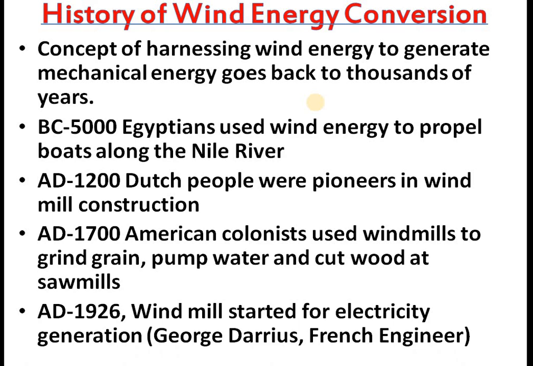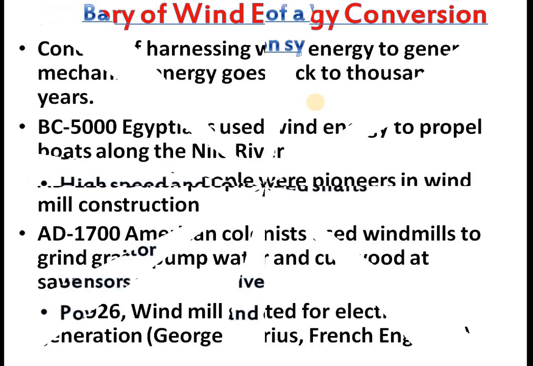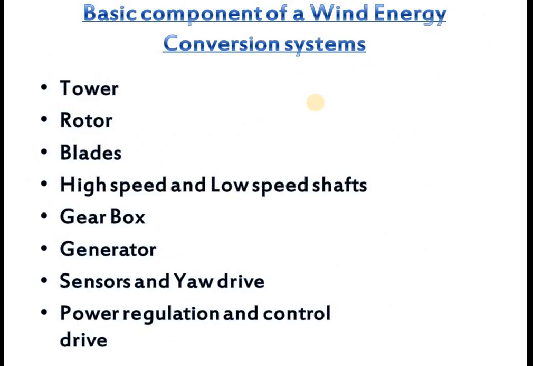And in 1926, windmill started for electric generation by a French engineer called George Darrieus. This was the first electrical machine, a wind energy conversion system, which was used to convert wind energy into electricity. Thereafter there took place a revolution in the history of wind energy conversion systems. So today we have an innumerable number of wind energy machines, different models, different systems, different designs.